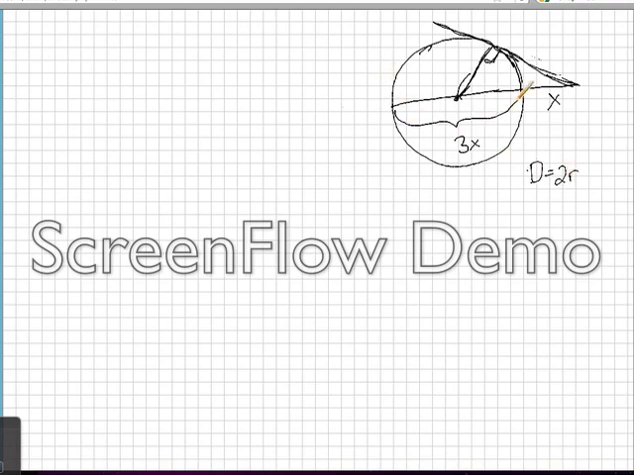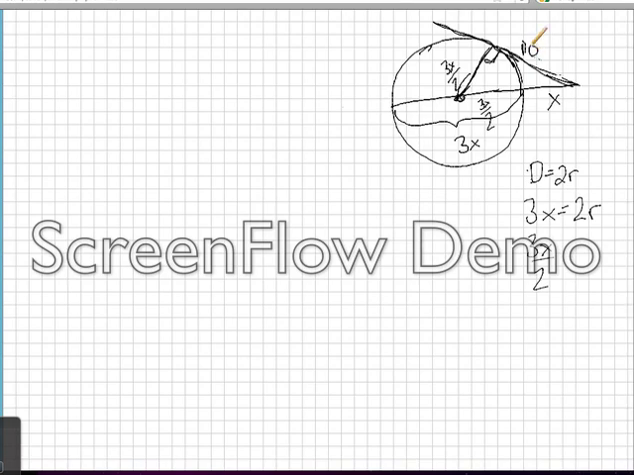But d in this case is given to us. D is 3x. So 3x is equal to 2r. Solving for r, I have that r is equal to 3x over 2. So I'm going to go ahead and put those values in on my circle. 3x over 2. We have the radius of the circle here, and we have the radius of the circle here.